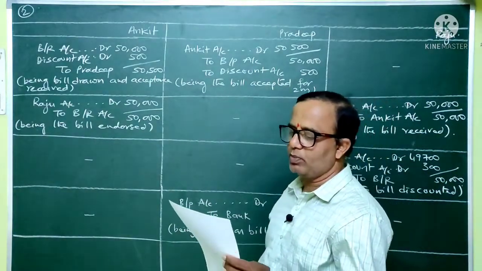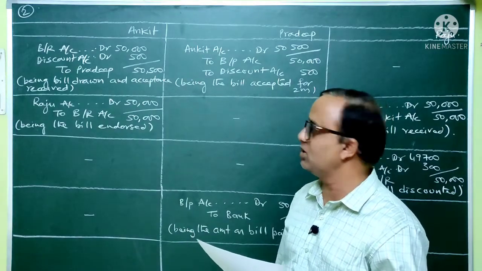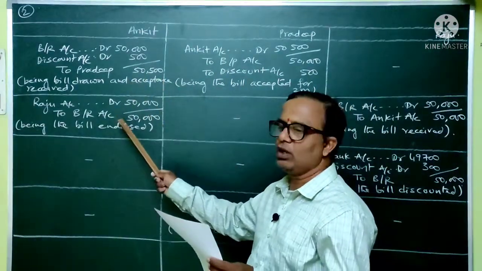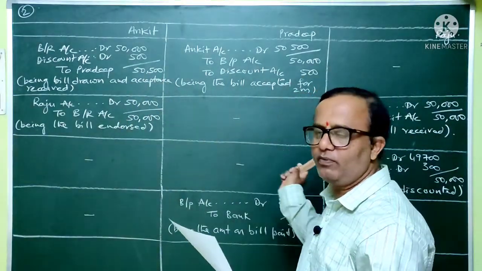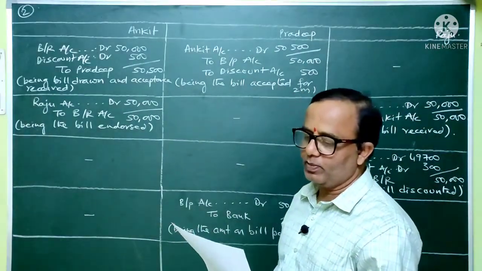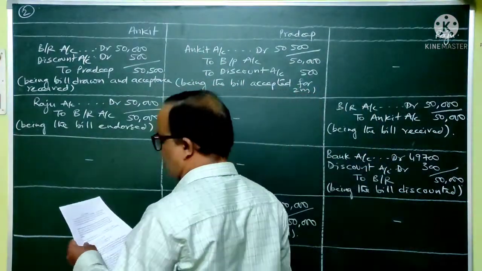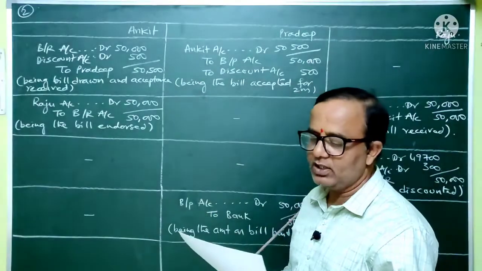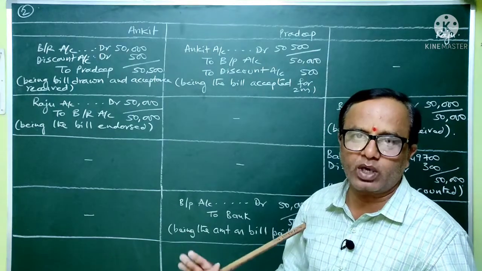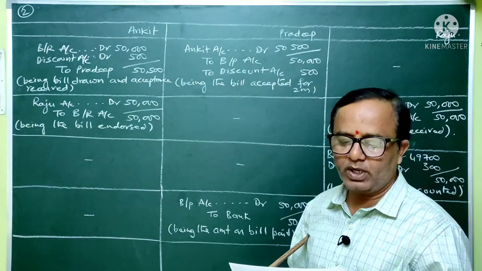Okay, next further see the problem. Ankit endorsed the bill to Raju in settlement of his debt of 50,000. That means Ankit is supposed to pay 50,000 to Raju. So for that, this particular bill of 50,000 he has endorsed in favor of Raju, in settlement of his debt of 50,000. Raju discounts the bill with his bank for 48,700. That means Raju has discounted that particular bill with the bank. Pass journal entries in the books of Pradeep, Ankit and Raju if the bill is honored on the due date. Now let's see these entries. Now he has asked us to write the entries in the books of Pradeep, Ankit and Raju.